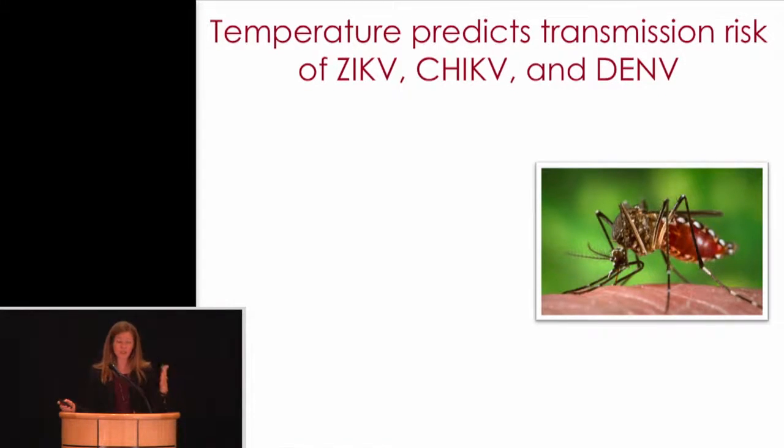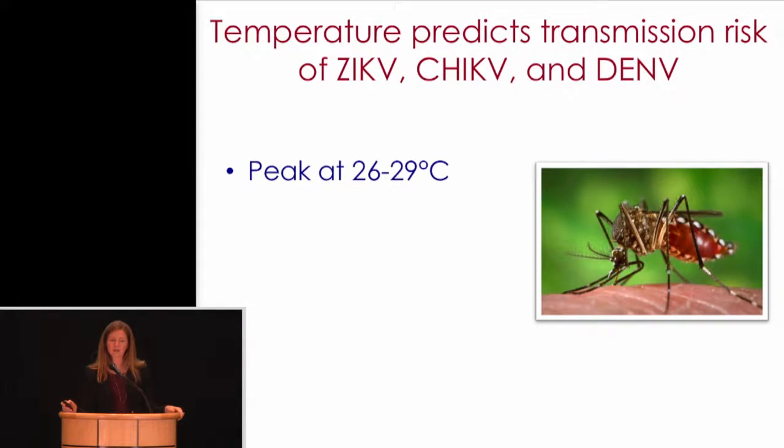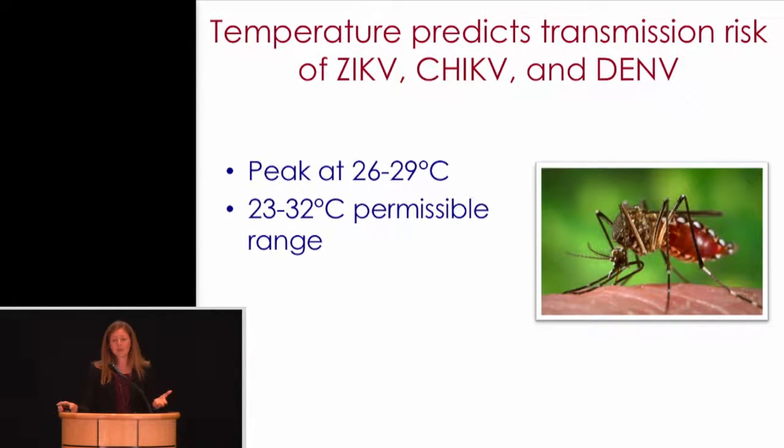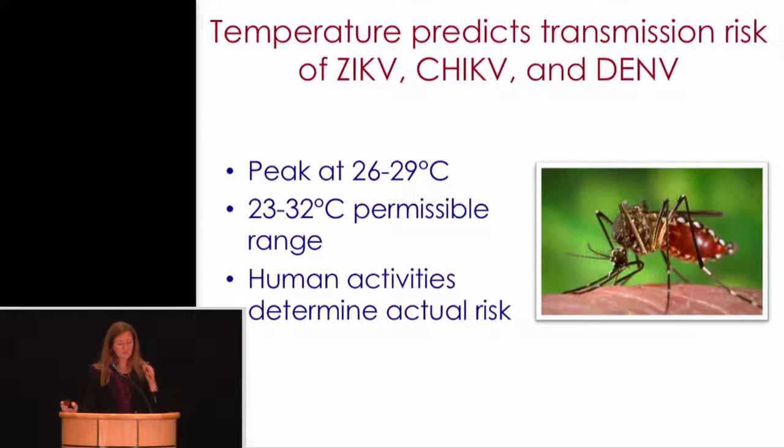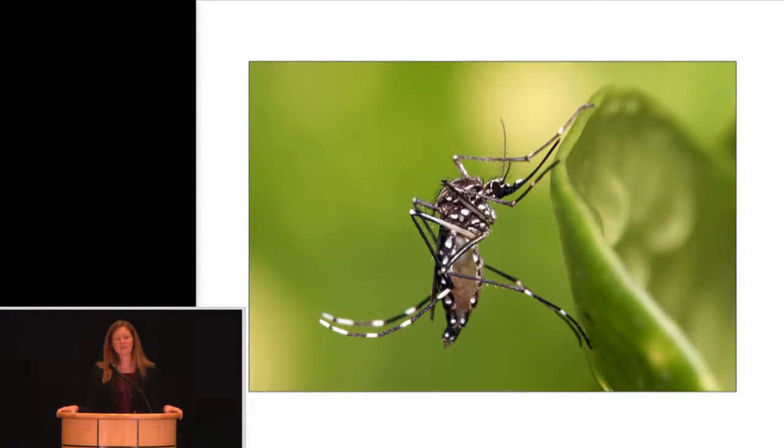So to summarize the conclusions, temperature does predict transmission risk for Zika, dengue, and chikungunya based on their shared mosquito. They peak at 26 to 29 degrees Celsius, and the permissible conditions are between about 23 and 32 degrees Celsius. Of course, human activities are going to determine your actual risk, what kind of housing you live in, whether you're protecting yourself from mosquitoes, and so on. So with that, I'd be happy to take any questions.